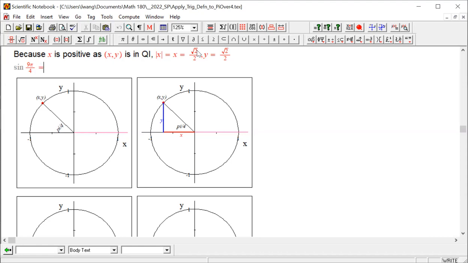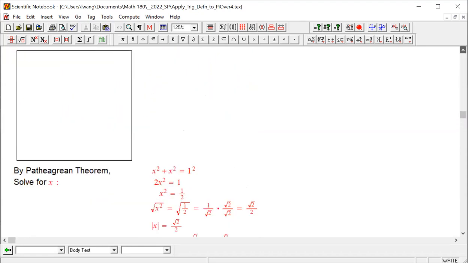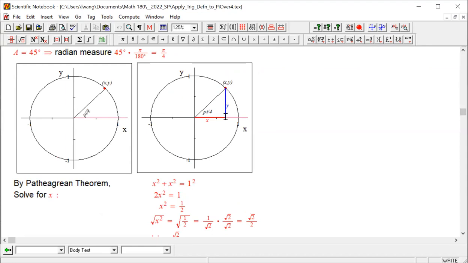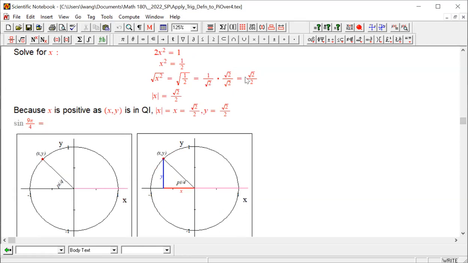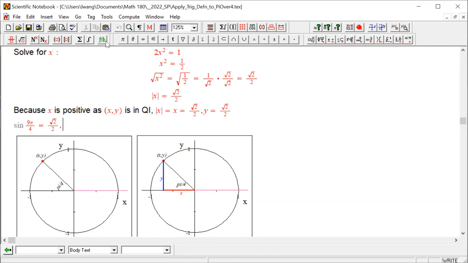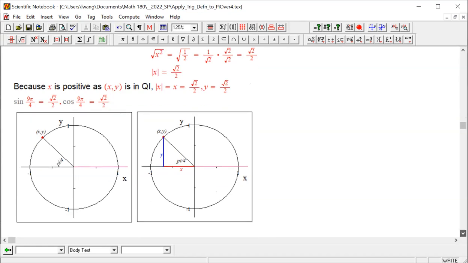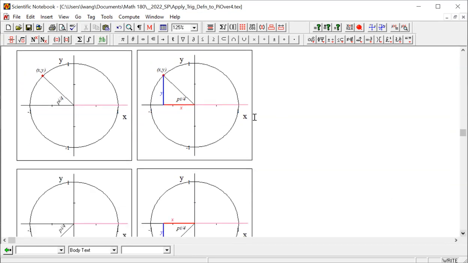So sine of 9 pi over 4 is going to be the blue number, the y, by definition, and that's root 2 over 2. And cosine of 9 pi over 4 is also root 2 over 2. Okay. And next, let's look at one in the second quadrant, right?